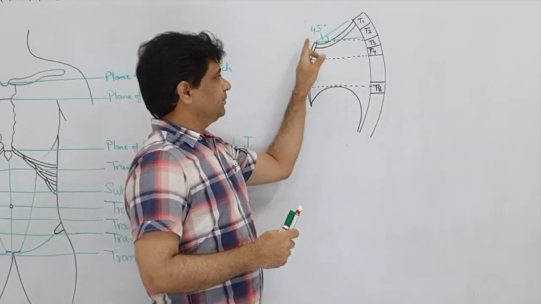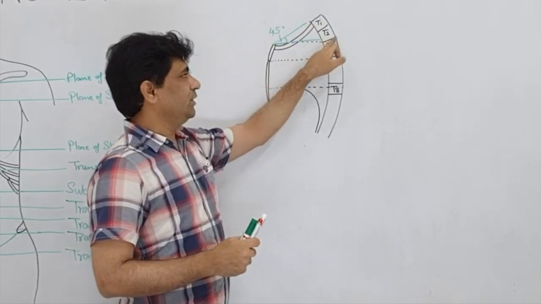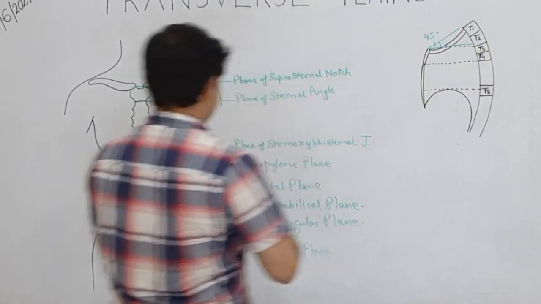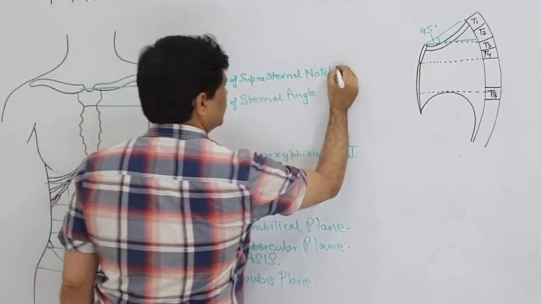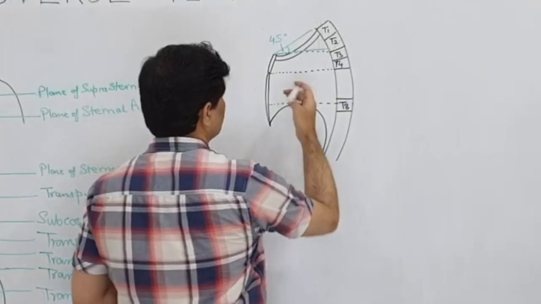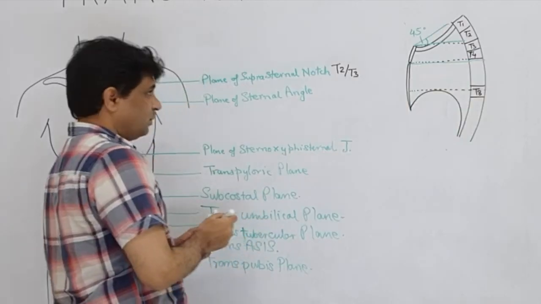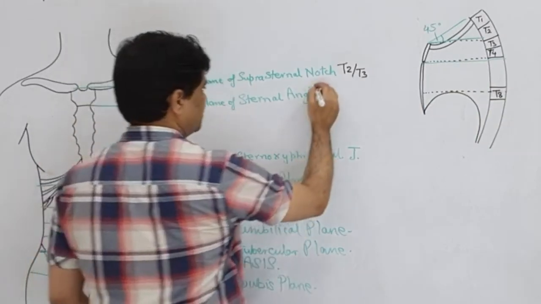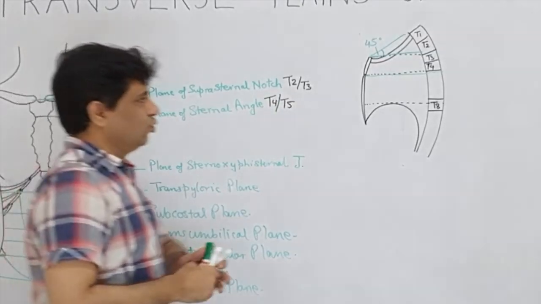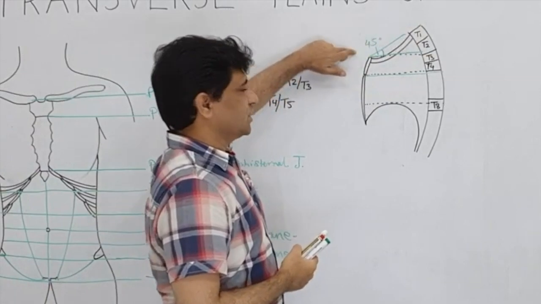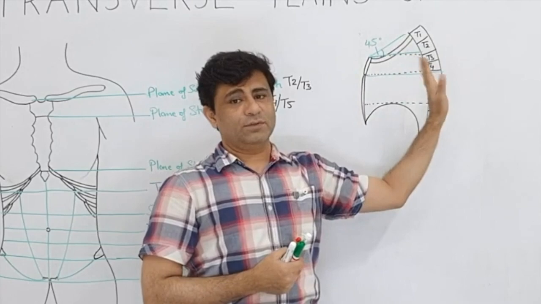So remember that the suprasternal notch posteriorly crosses between T2 and T3. So you can write it down here that this is the level of T2 T3. This transverse plane is the plane of the sternal angle, and this plane of the sternal angle passes between T4 and T5. So that means two vertebrae are above the level of the suprasternal notch and two vertebrae occupy the posterior relation of the manubrium sterni.